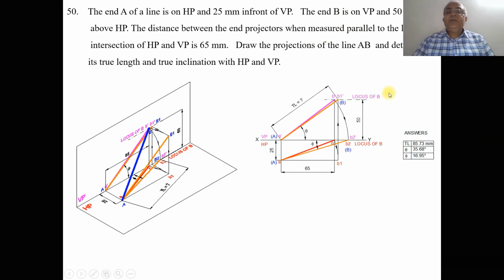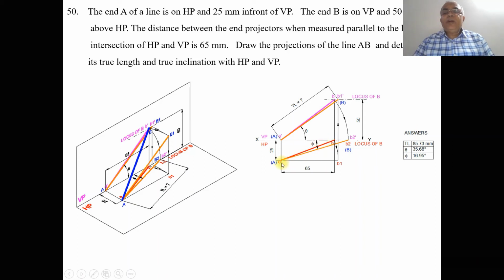Since we need to find out the true length in the vertical plane, obviously we have to take the top view. Because the true length in the vertical plane means the true length in the front view, in the top view that line has to be parallel. So which is the top view line? AB is the line which is the top view.